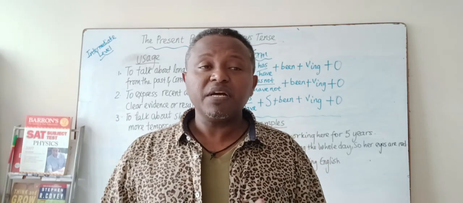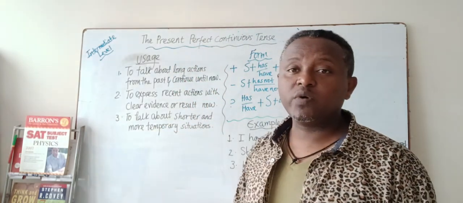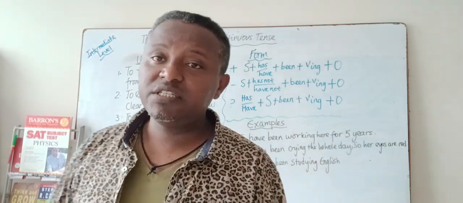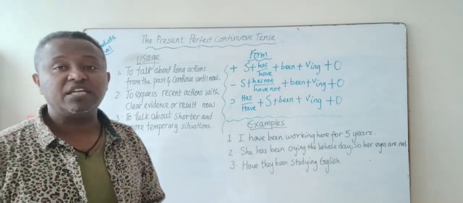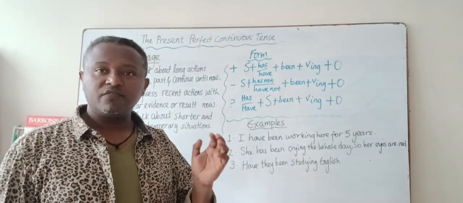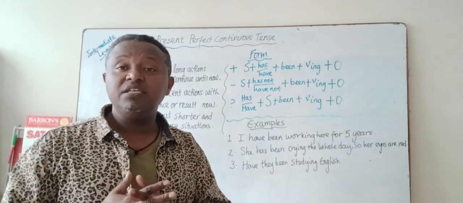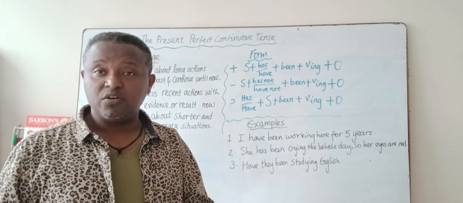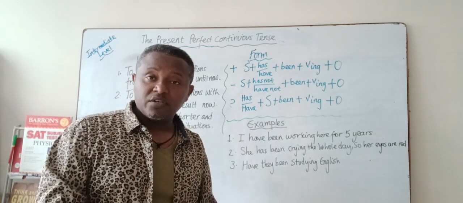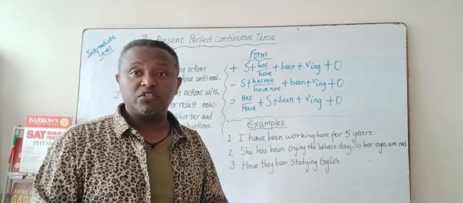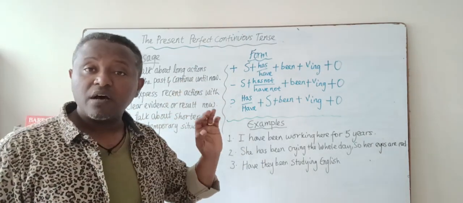Then the present perfect continuous tense is used for some other functions as well. Here are some of the functions. The first one is to talk about long actions from the past that continue until now. Still there is similarity with the present perfect tense, because we've said that the present perfect tense is used to talk about an action that started in the past and continues up to the present moment. So this one is to talk about long actions from the past that continue up to now.